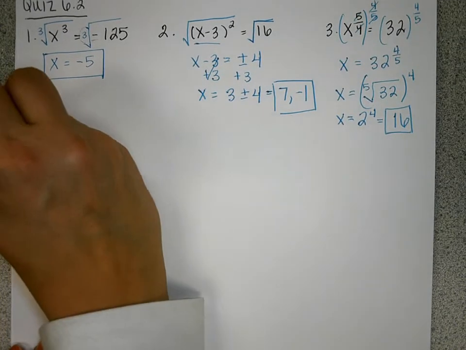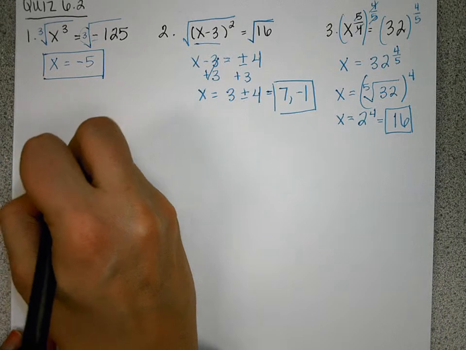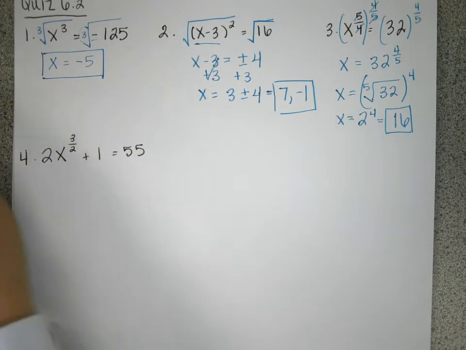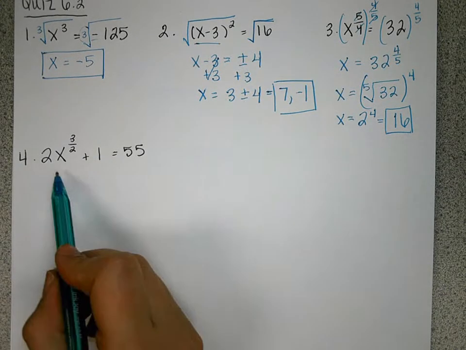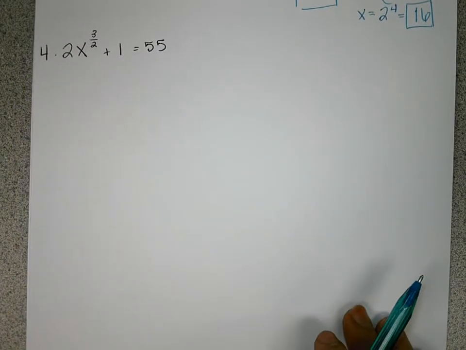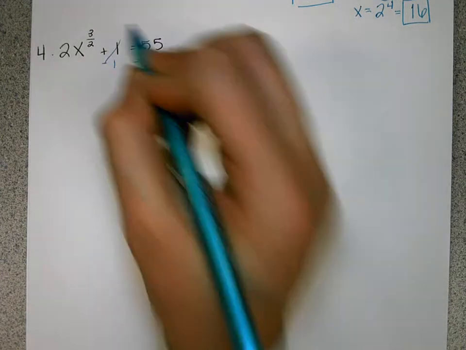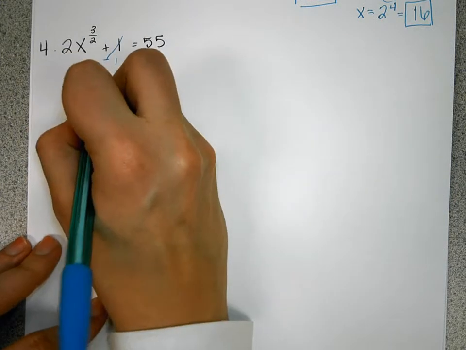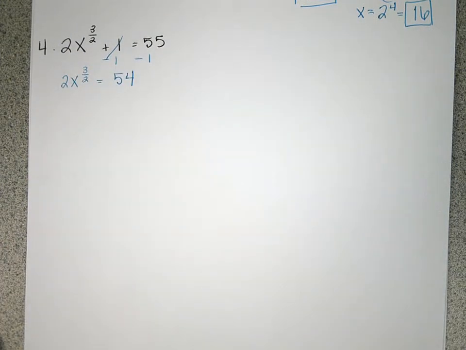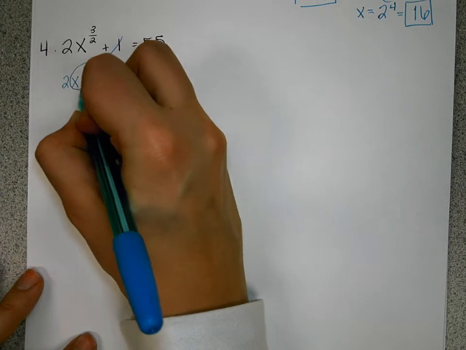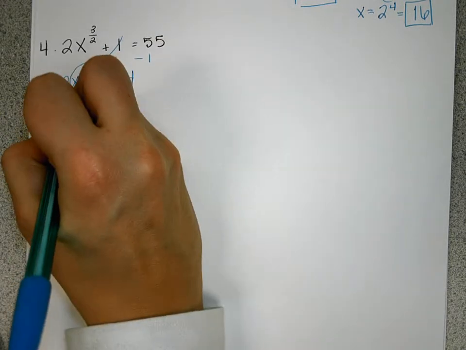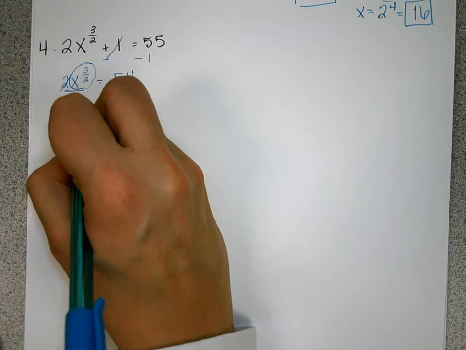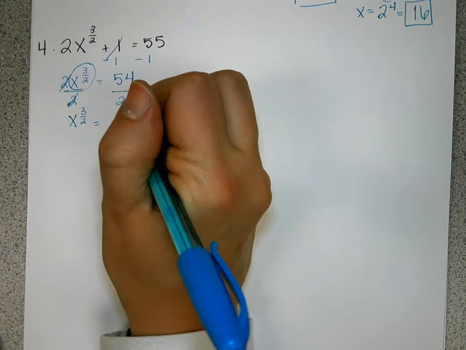Number 4. 2x to the 3 over 2, plus 1 equals 55. My exponent term is not by itself yet, so I need to subtract 1 first. That gives me 2x to the 3 over 2 equals 54. And my exponent is still not by itself because this is the only thing the exponent is attached to. So I have to divide both sides by 2 first. So that's going to give me x to the 3 over 2 equals 27.